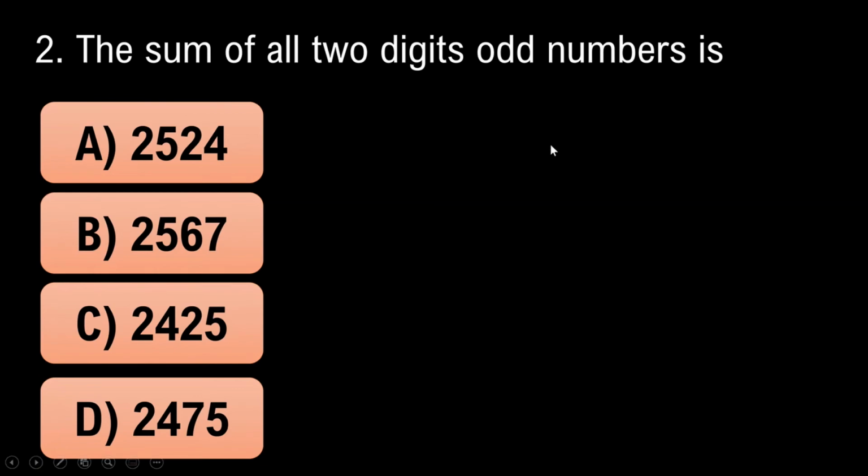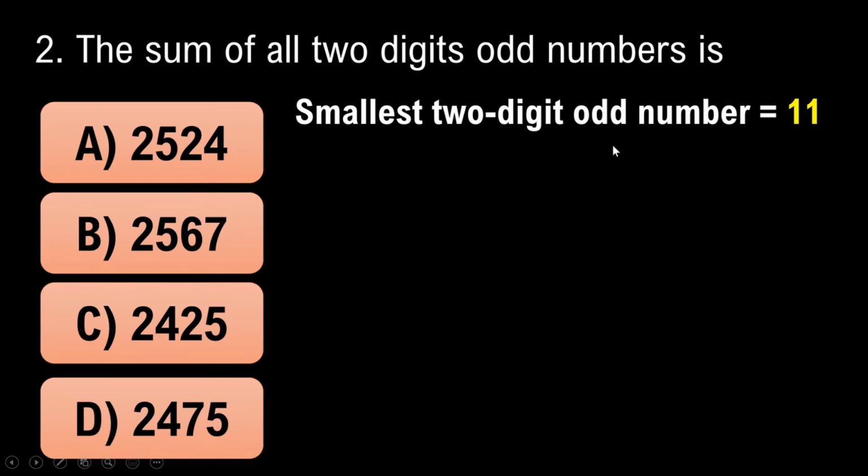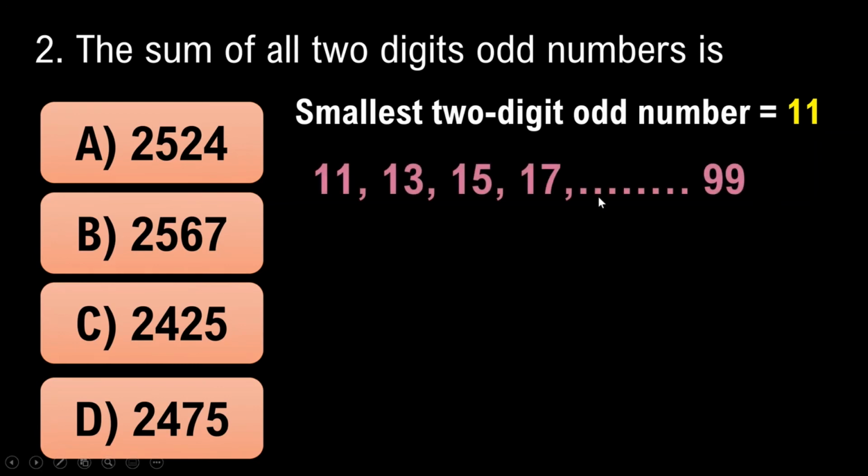Okay, so let's start. The smallest 2-digit odd number, not any number, is 11, right? The smallest 2-digit number is 10, but 10 is even, so we write 11 as the odd number. Then we can think of the sequence like this. We need not write the whole sequence, so we just start with 11, 13, 15, 17 and so on. And what is the last term? We know that it is 99, because after that it is 3-digit, 100. So 99 is an odd number and the largest 2-digit number. So this is the sequence.